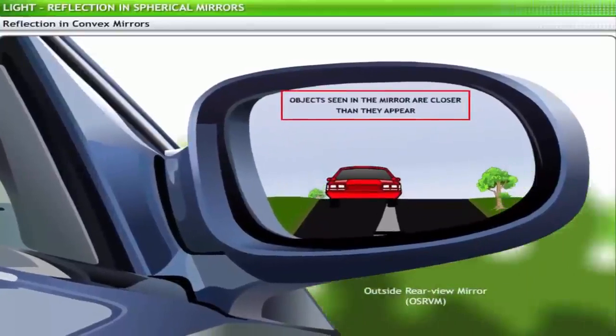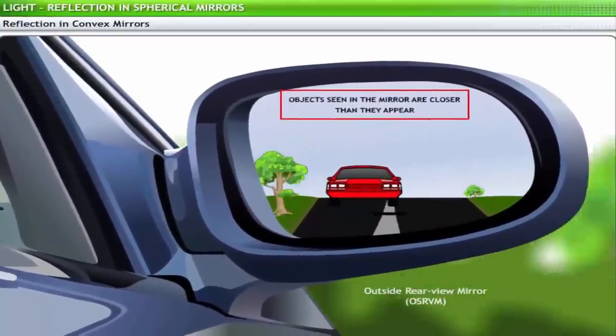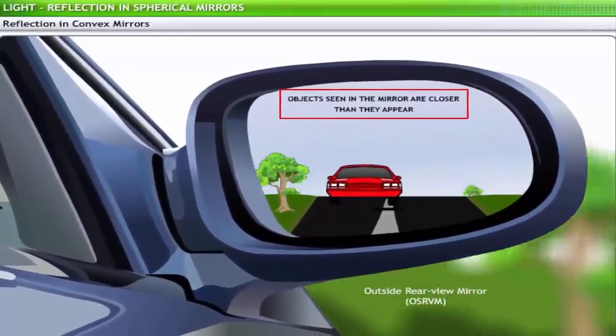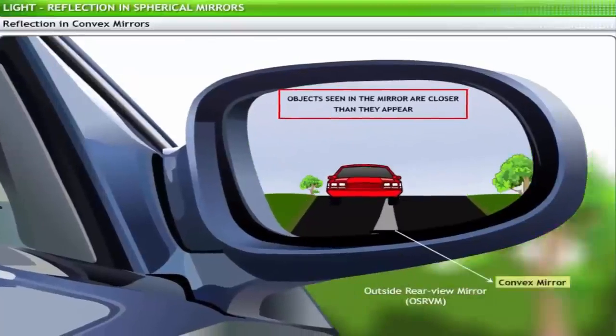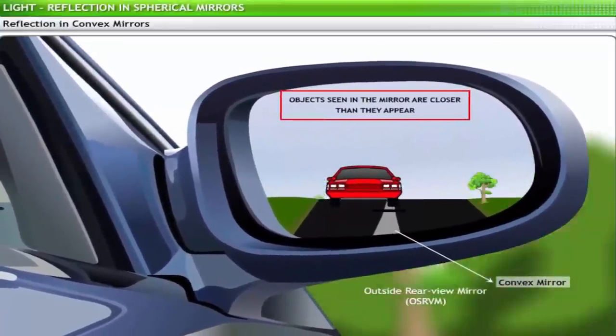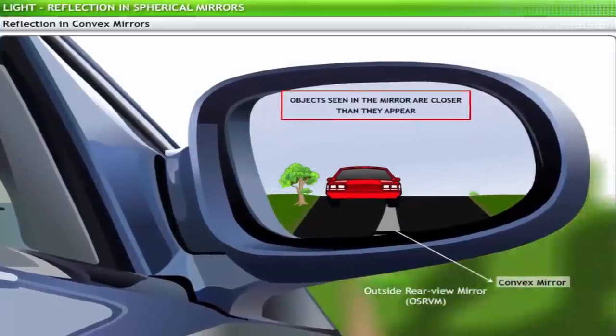Objects seen in the mirror are closer than they appear. You may have seen this warning sticker on the rear-view mirrors in your cars and bikes. These rear-view mirrors are actually convex mirrors. Rear-view mirrors help the driver to keep an eye on a large area behind the vehicle by providing a wide field of view.